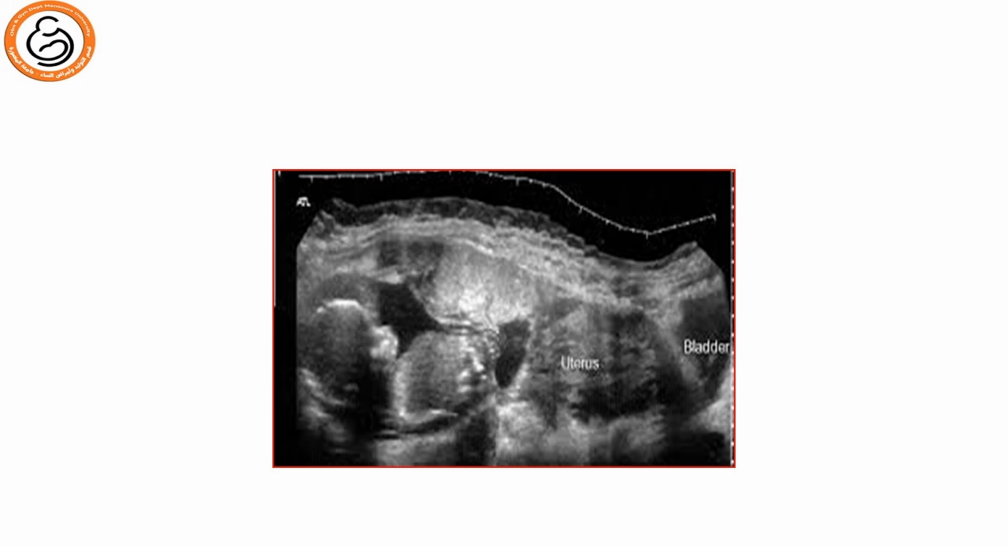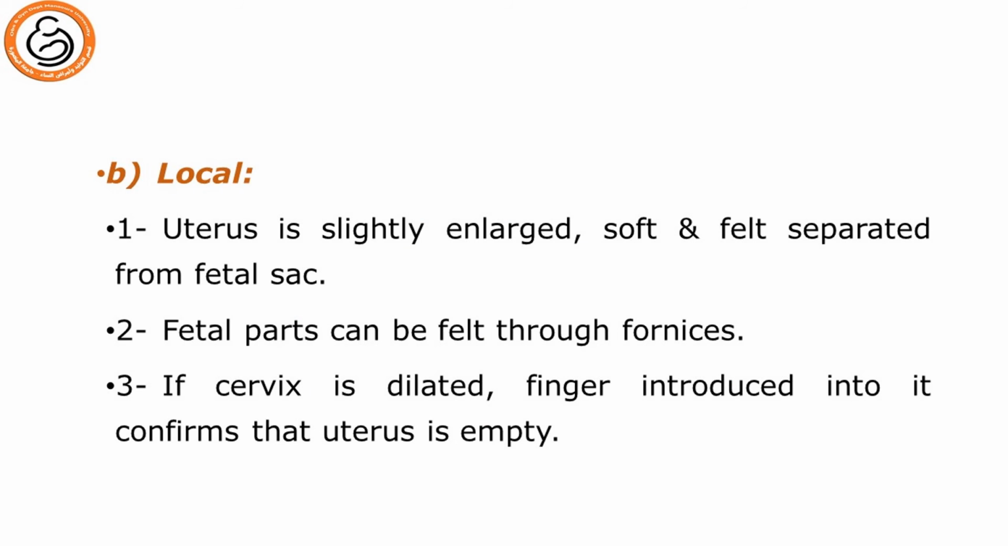This is an ultrasound denoting an advanced abdominal pregnancy. The uterus is noticed in the pelvis and the fetus is swimming in the peritoneal cavity without a surrounding uterine wall. Locally, the uterus is slightly enlarged, soft, and felt separated from the fetal sac. Fetal parts can be felt through the fornices. If the cervix is dilated, a finger is introduced into the uterine cavity to confirm that the uterus is empty.